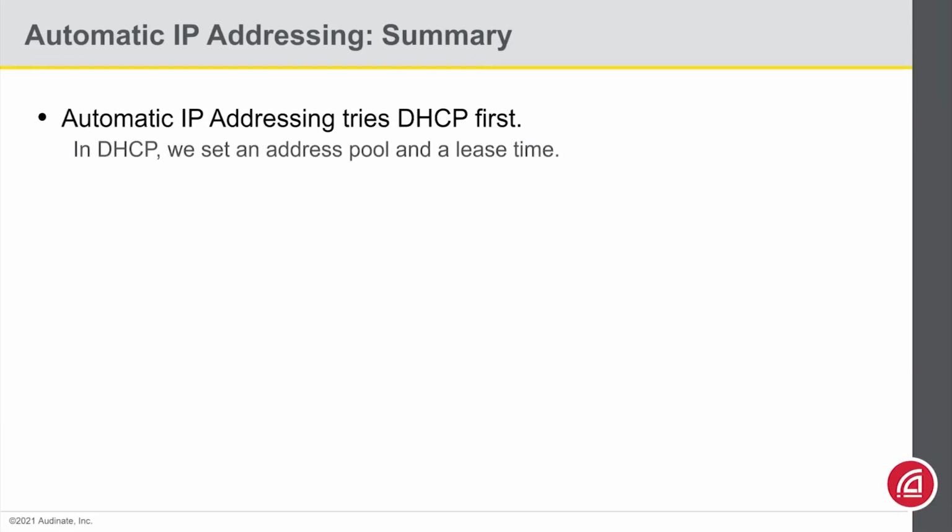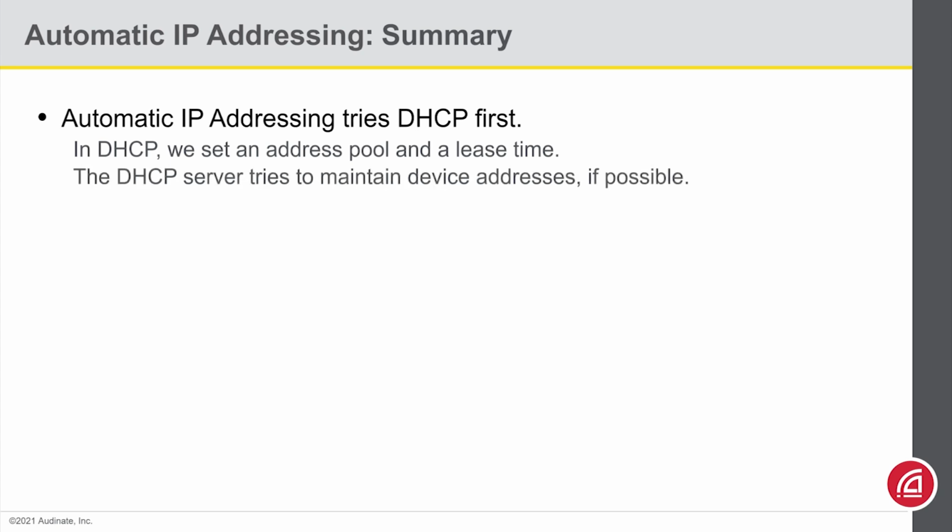So in summary, when we set a device to automatic IP configuration, it will try DHCP first. DHCP servers will issue from a pool of addresses, and configurations will have a lease time or an expiration date to make sure that addresses can be recycled when devices leave. If the device is still on the network when the lease nears expiration, it will simply renew so it stays at the same IP address.